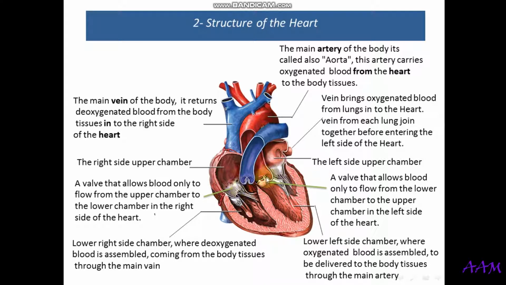And here we have something new. These two white things here are two valves, just like two doors or two gates. We have four of them in the heart. This is one, this is two, this is three, and this is four. Okay, what is the function of these valves? It's very easy. The function of these valves is that they allow the blood to flow in only one direction.